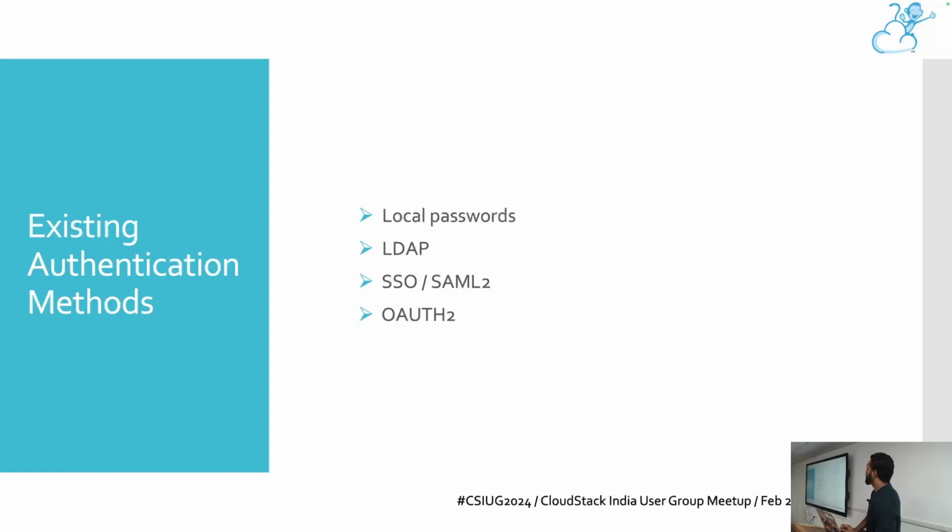Okay, going to the actual topic. Within CloudStack, we have these existing authentication methods: local passwords, the usual username and password, and LDAP, which is the Lightweight Directory Access Protocol. The other one is single sign-on or SAML, and the new addition is OAuth 2. On top of these existing authentication methods, we have two-factor authentication as an extra layer of security that works with all of these combinations.